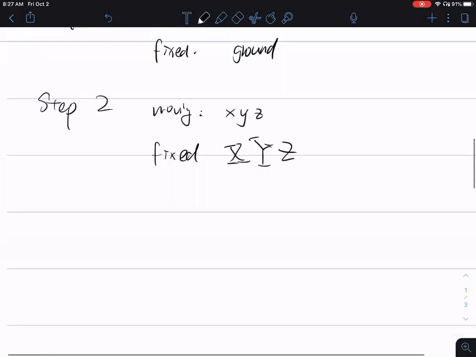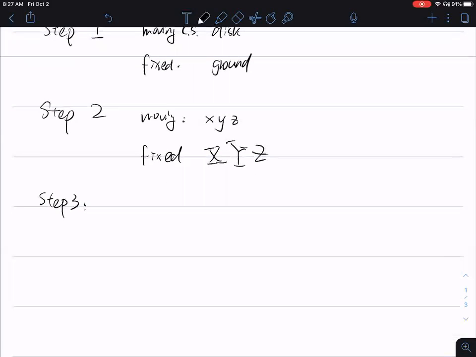Now let's look at step 3. What is step 3? Step 3 is to find out what is omega of x, y, z. What is omega of that disk? Step 4 is to find out what is alpha of that disk. Let's not jump steps. Let's finish step 3 first.